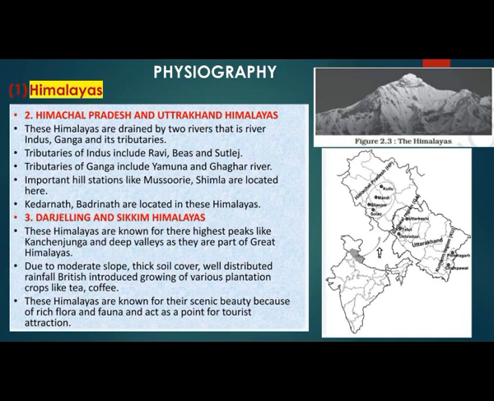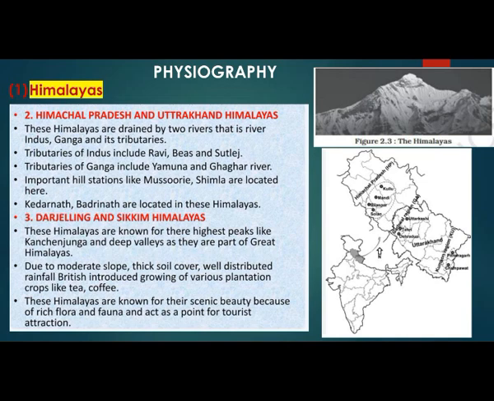These Himalayas are drained by two river systems, that is the river Indus and Ganga and their tributaries. Tributaries of the Indus include Ravi, Beas and Satluj. Tributaries of the Ganga include Yamuna and Ghaghara. Important hill stations, Mussoorie and Shimla, are located here. Kedarnath and Badrinath are also important temples in these Himalayas.